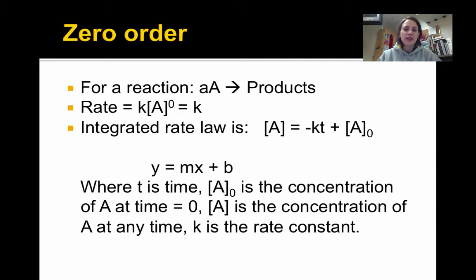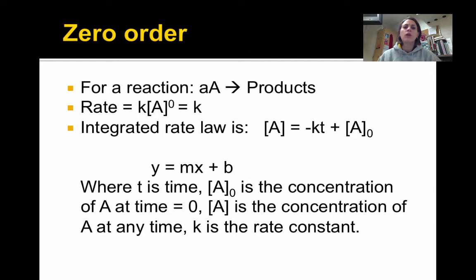The concentration of A is equal to the negative rate constant times time plus the initial concentration of A. This is in the form of y equals mx plus b. Where did the integrated rate law come from? The integrated rate law comes from calculus, and we do not need to worry about how to derive the integrated rate law. All we need to worry about is using the results of that equation.